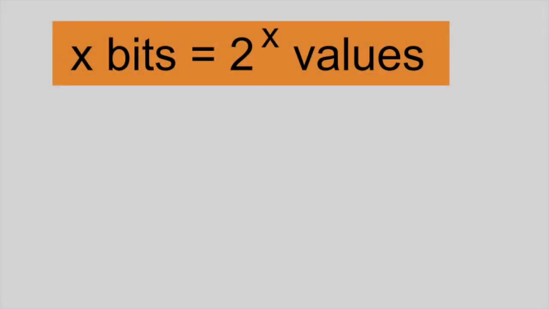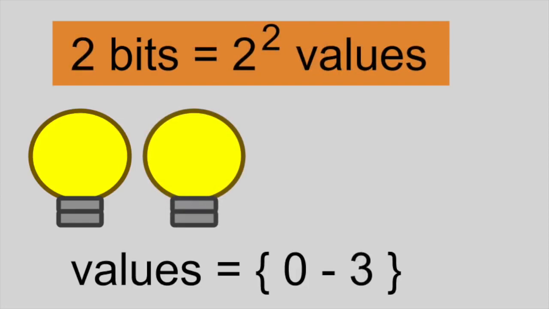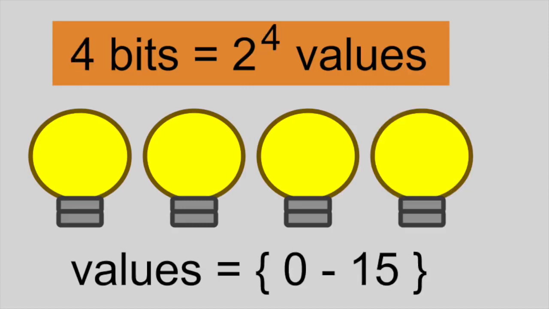You may have noticed a relationship between the number of bits and the number of values that can be represented. As a general rule, x number of bits can represent a total of 2 to the x different values. Let's start with 1 bit. As we know from our definition of a bit, a single bit can represent a total of 2 different values, 0 or 1. With 2 bits, we can represent 4 different values, namely 0 through 3. With 3 bits, we can represent 8 different values, 0 through 7. And with 4 bits, we can represent 16 different values, 0 through 15.